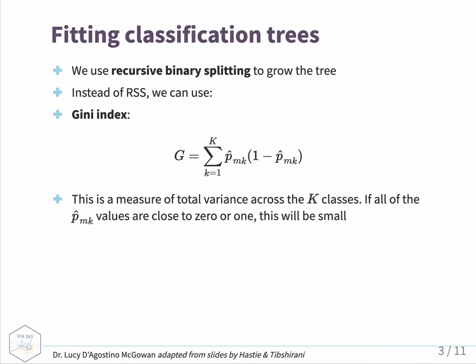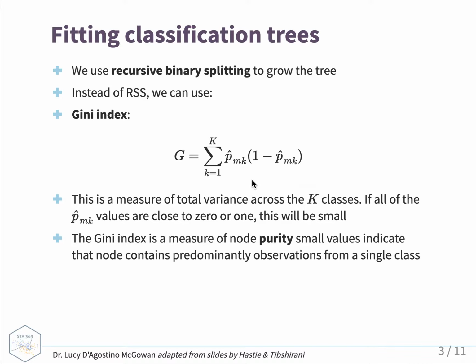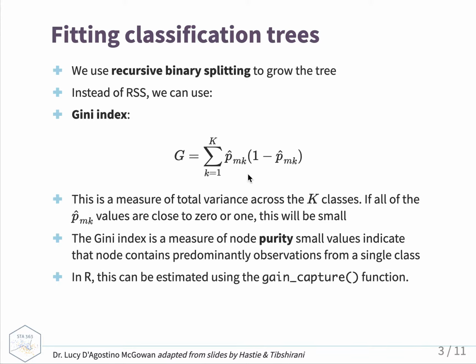It's basically a measure of the total variance across k classes. And so if all of these p hat mk values are close to 0 or 1, then this is going to be really small. Essentially it measures the node purity. Small values indicate that the node contains predominantly observations from a single class. So if most of the observations are from the same class, then it's going to have smaller values. And in R, this can be estimated using the gain underscore capture function.